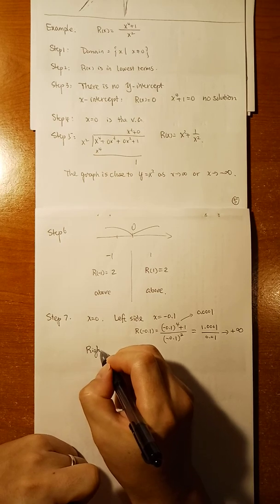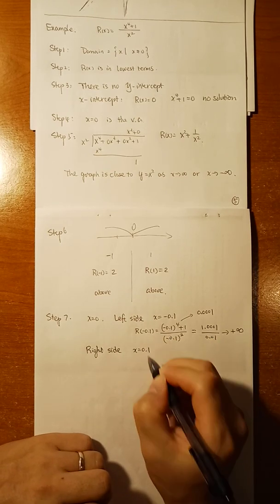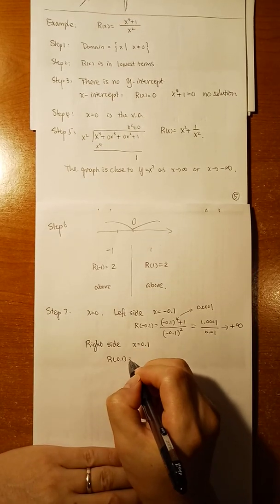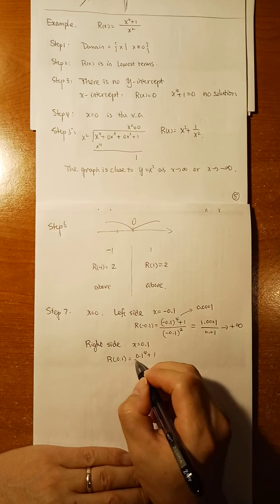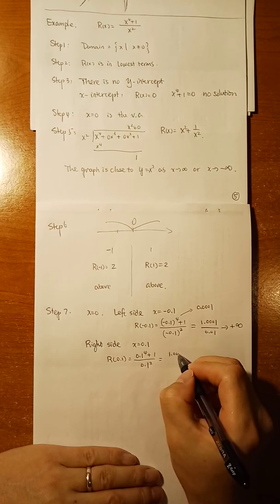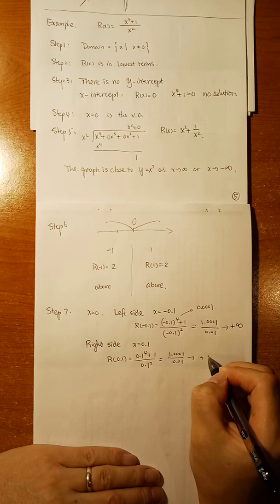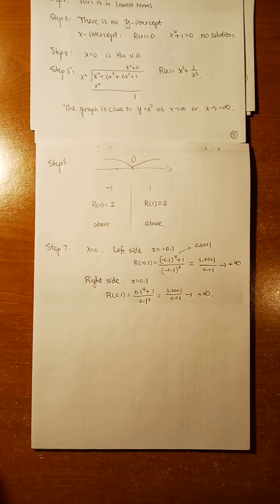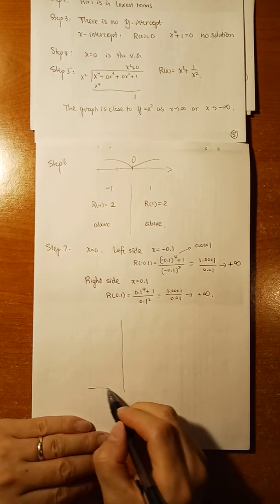Right side, let's pick 0.1. Then you check (0.1)^4 plus 1 over 0.1 squared. It's the same thing. Okay, it also approaches positive infinity. This time, both sides approach positive infinity. Very good. Now let's try to sketch.